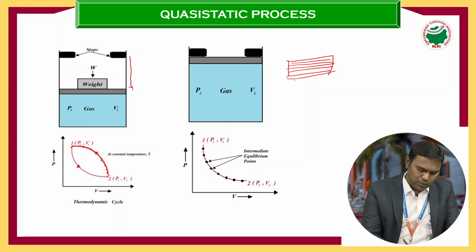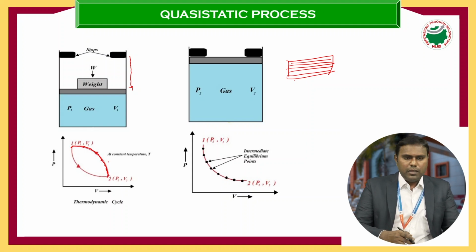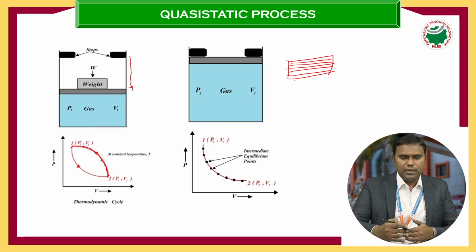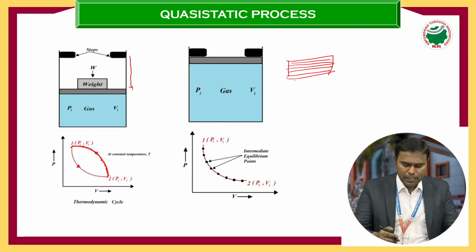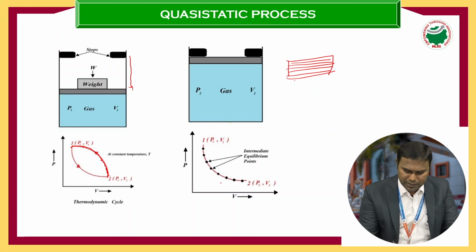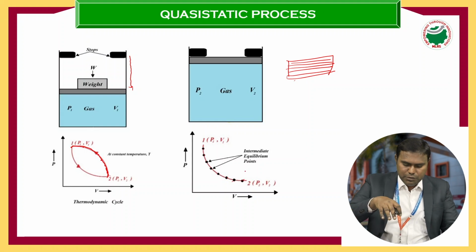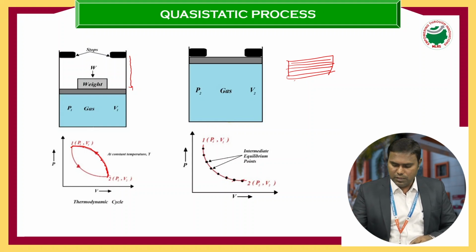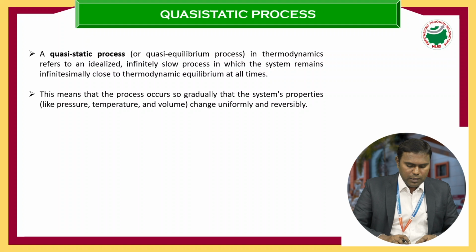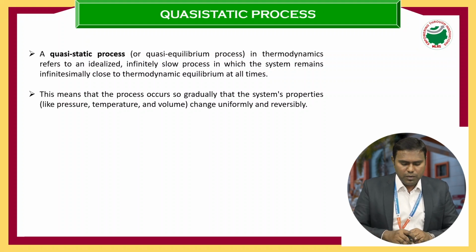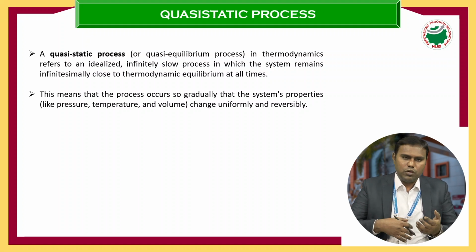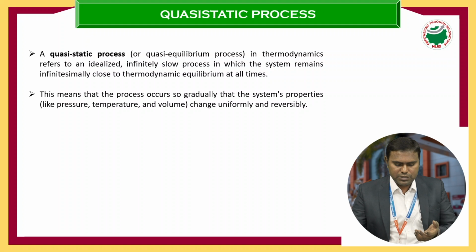If I draw this curve, it will look like this. Then if I remove these weights one by one slowly, then expansion takes place. In the expansion process, this curve looks like this. Then this process is called a quasi-static process. In a quasi-static process, we should maintain uniform properties like pressure, temperature and volume throughout the system. Then only it is called a quasi-static process.